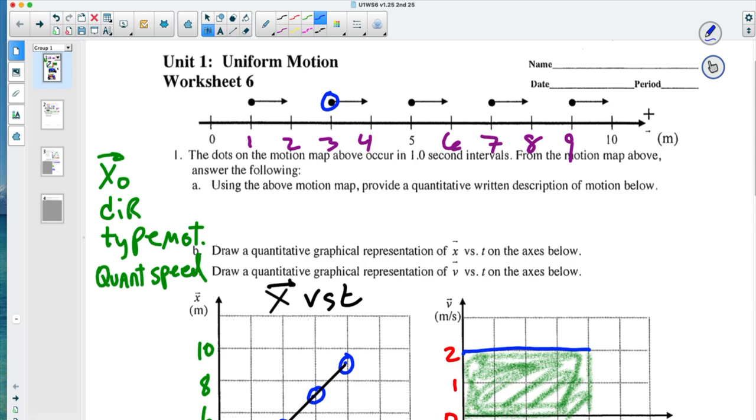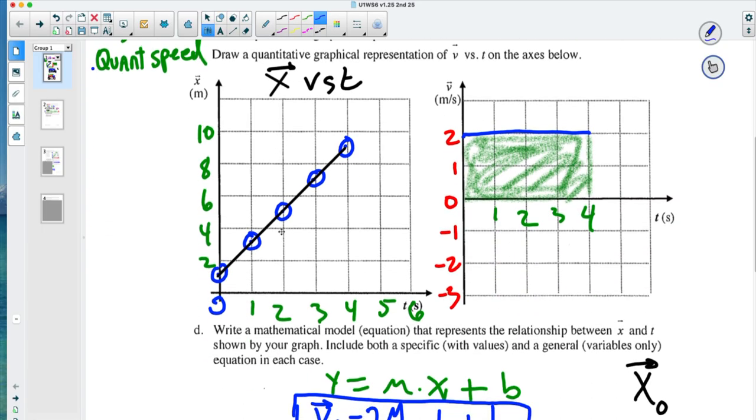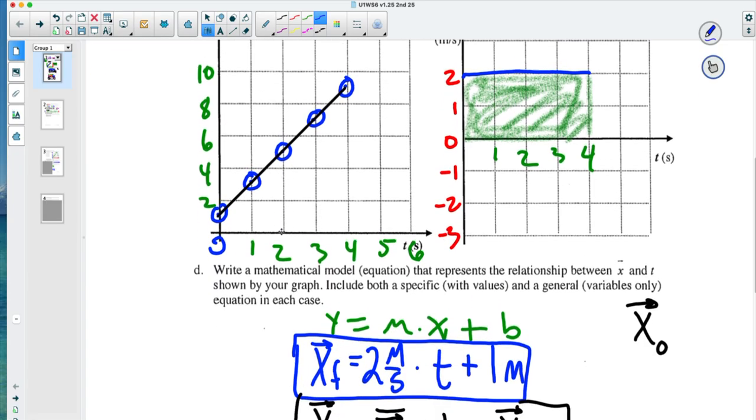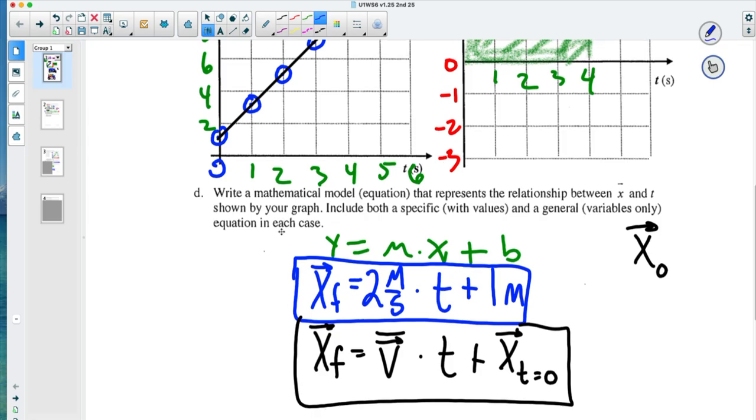Next up, you were asked to write a written description, including starting position, direction, type of motion, and quantify the speed as part of the motion. And with that information, you were then asked to build a position versus time graph and a velocity versus time graph. For the position versus time graph, you then wrote down a specific mathematical model and a general equation for the position versus time graph that we had done prior to today.